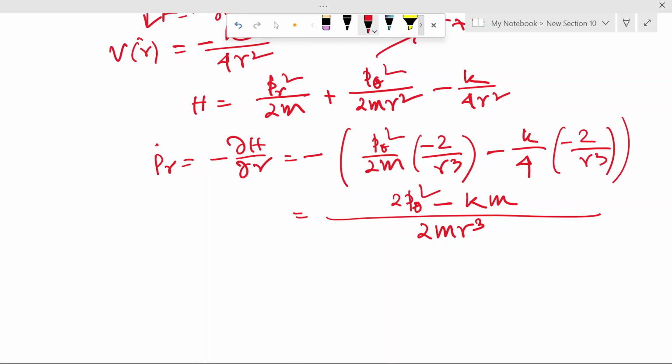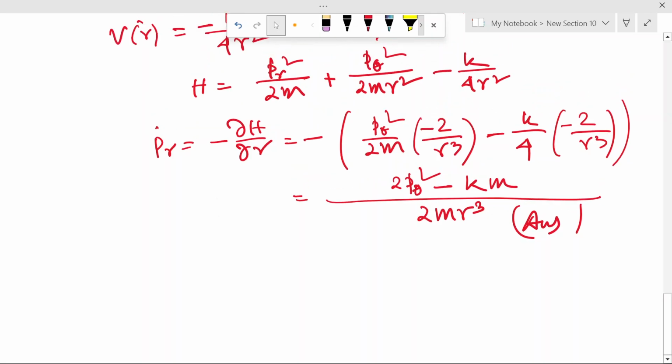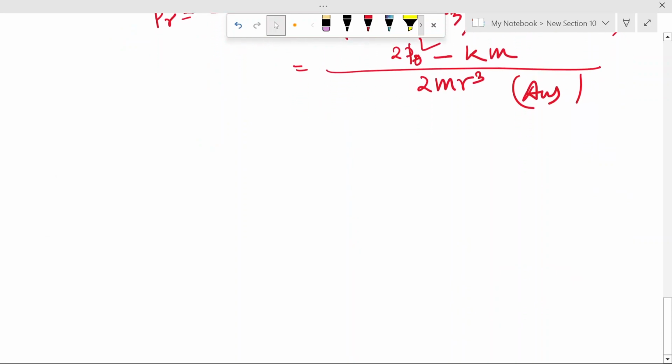So this is the procedure. This is in the option. Yes, this is in the option. So this is the usual procedure for doing these kinds of problems.